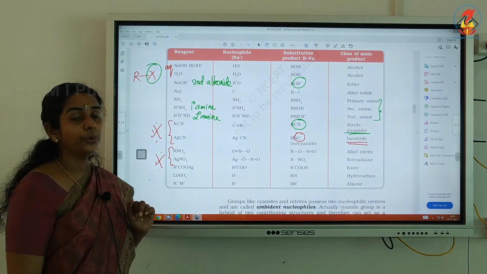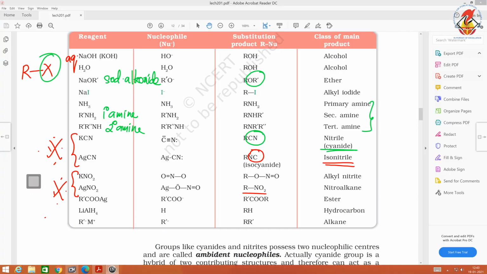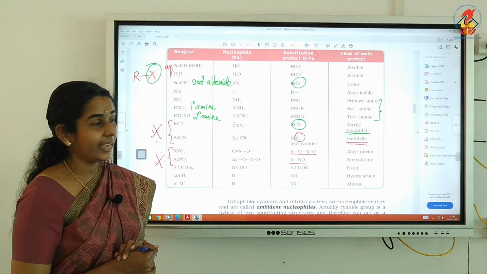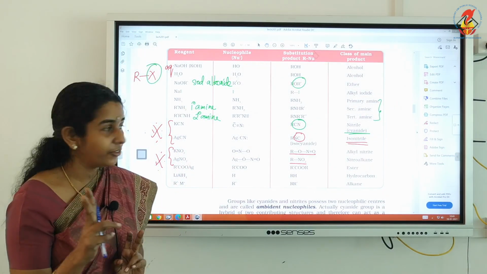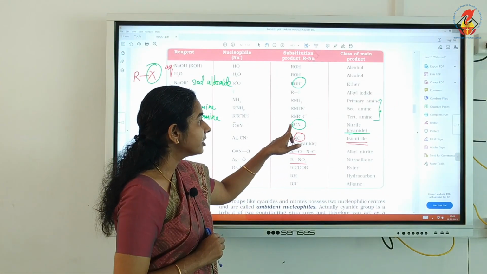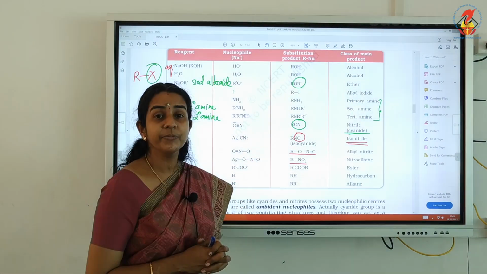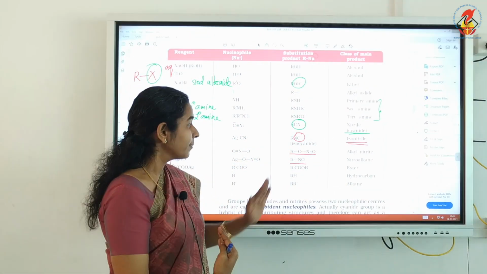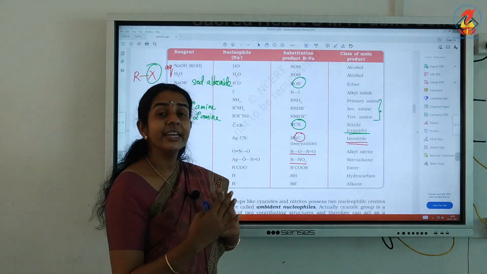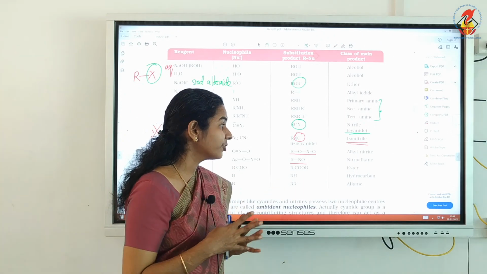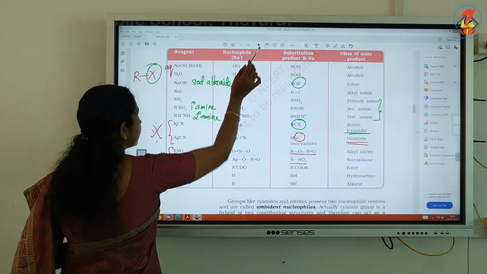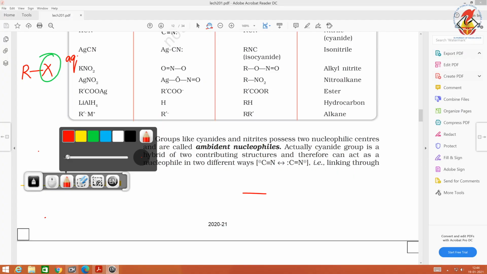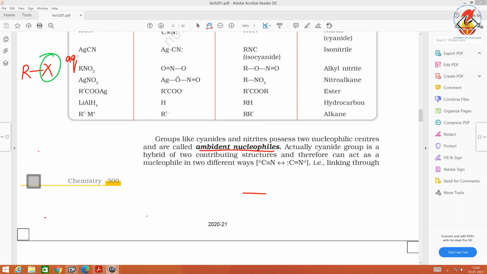But when AgNO2 reacts with alkyl halides, we are getting RNO2, and that is known as nitroalkane. So here the bonding is through oxygen, and here the bonding is through nitrogen. Both are different. In CN the bonding is through carbon, but in NC the bonding is through nitrogen. Cyanides, isocyanides, and here alkyl nitrites and nitroalkanes. So these four examples are actually showing ambident nucleophiles.